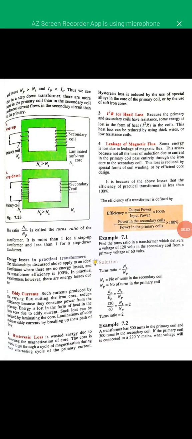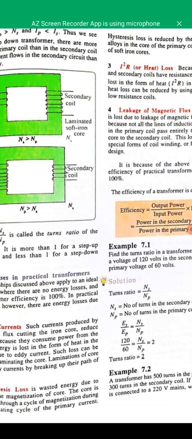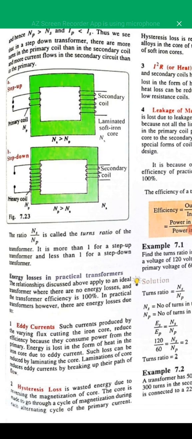Alright, so I'm going to look at energy losses in practical transformers. Unlike what was said earlier, due to transformation of energy, there are bound to be energy losses. But in a case where there is no energy loss, the transformer is called an ideal transformer. It's very rare for us to see such cases. In an ideal transformer, there are no energy losses, and the efficiency of the transformer is 100%.